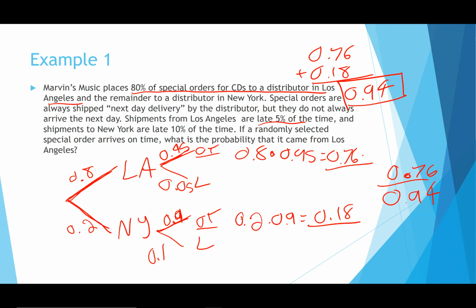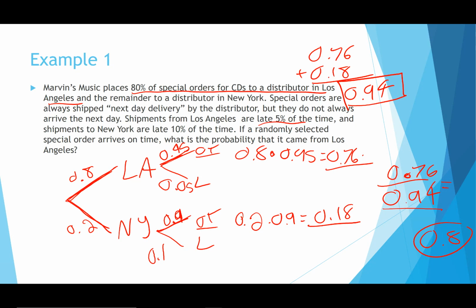So I have 0.76 over 0.94, and that gives me my total probability here, which is about 0.8. So it arrived on time, right? My 100% is now 0.94 because that's the total percent that arrived on time. And of that 0.94 that arrived on time, 0.76 of it was LA. So 0.76 over 0.94 gives me that probability.